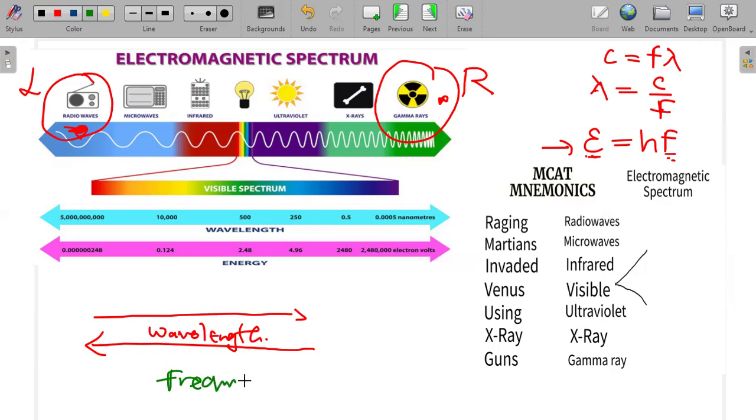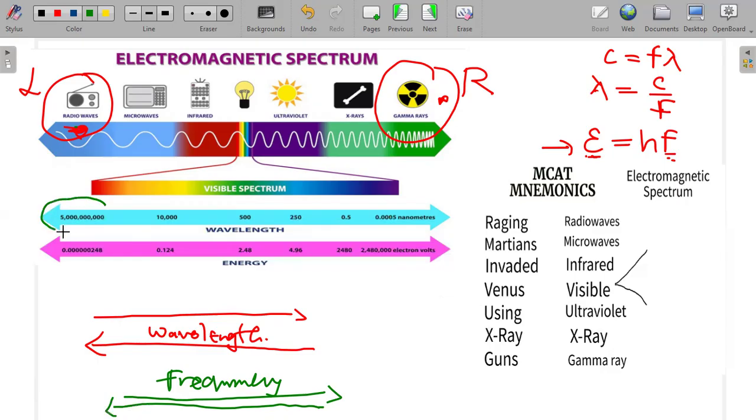Okay, so we can clearly see there, as I move from the radio waves to the gamma rays, in terms of the frequency, the frequency does what? It increases, sorry. As I move from the radio to the gamma, the frequency increases. And as I move from the gamma to the radio, my frequency does what? Decreases. So here you can see I was putting some numbers here.